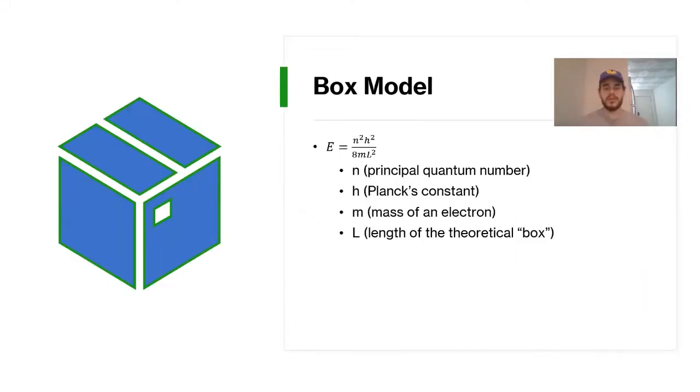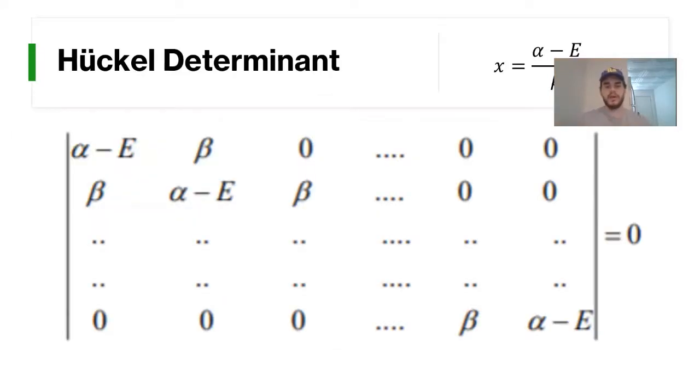The key equation for the one-dimensional box model is pictured. This is the expression for the quantum mechanical energy levels of an electron within the system, where n is the principal quantum number, h is Planck's constant, m is the mass of an electron, and L is the length of the theoretical box. In this lab, L is taken as the length between the 2 nitrogen atoms plus 1 bond beyond each nitrogen. The second mode of analysis used is the Huckel determinant.